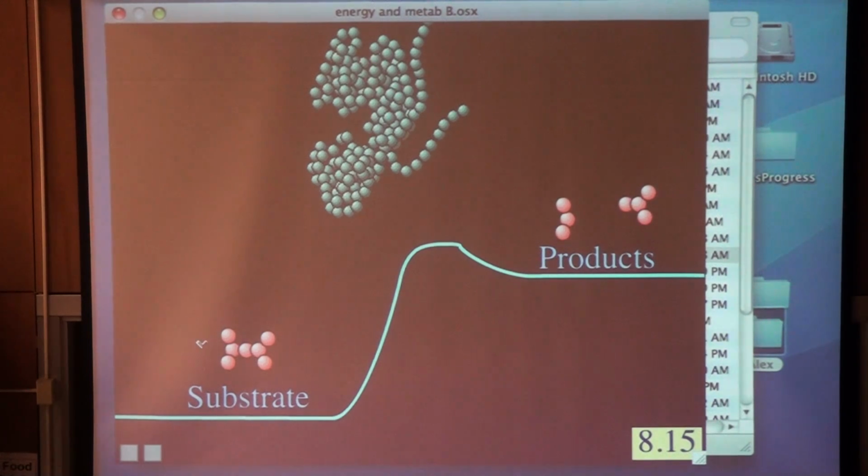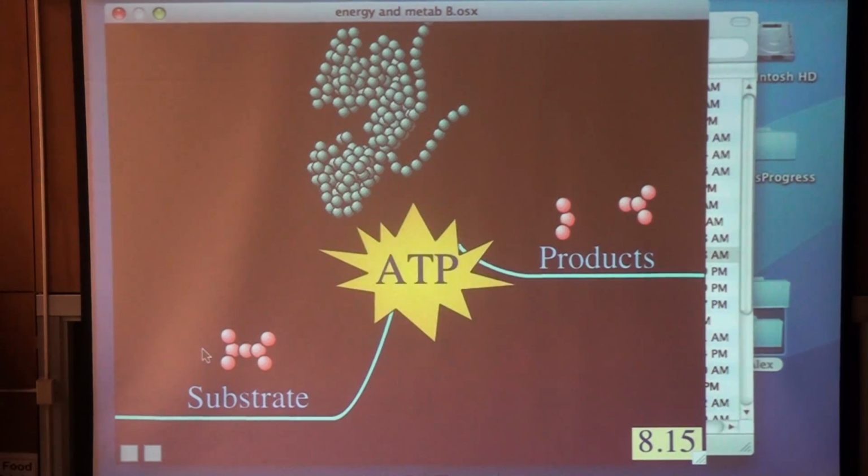Now, the enzyme might lower the amount of energy that you need to input by lowering the activation energy, but still you're going to need to have energy coming into the reaction to make it occur. And typically, as you've heard me say probably dozens of times so far, ATP is the energy source that the enzymes use to carry out non-spontaneous reactions.